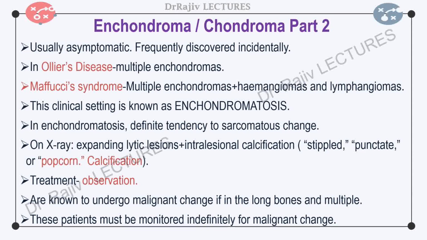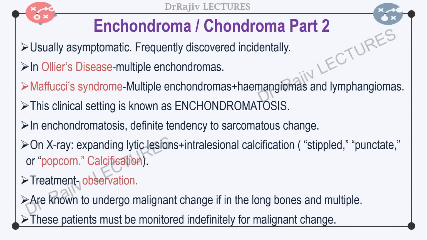Chondromas are usually asymptomatic and are frequently discovered incidentally during a radiographical examination or after a pathological fracture. In a hereditary skeletal dysplasia known as Ollier's disease, multiple enchondromas are found in large and small tubular bones and in flat bones. If there are also soft tissue hemangiomas and lymphangiomas, the condition is called Maffucci's syndrome. This clinical setting is known as enchondromatosis.